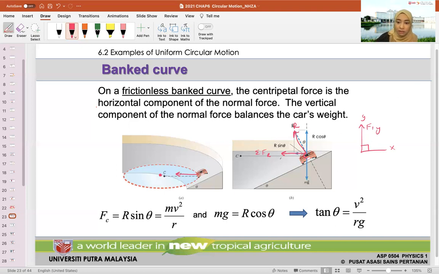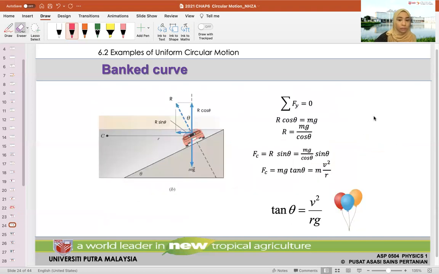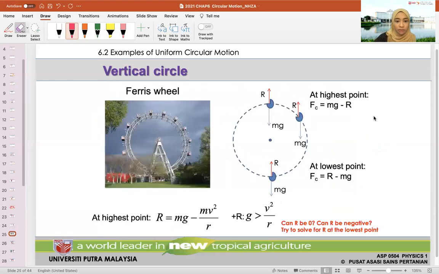Sama juga kat sini, if it is 90 degrees to the radial direction, there's no component. You don't have to resolve it. But if you want, you can, but you will get 0. Okay? Okay, moving on. I hope everyone is okay with this one.